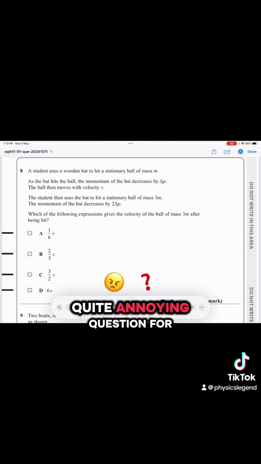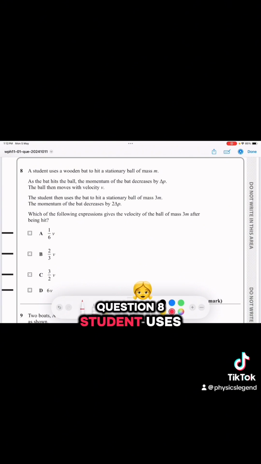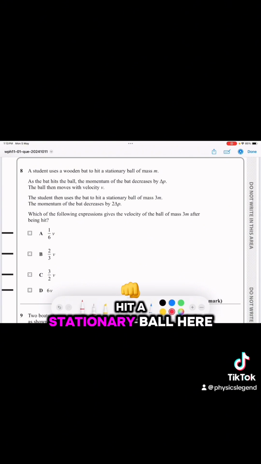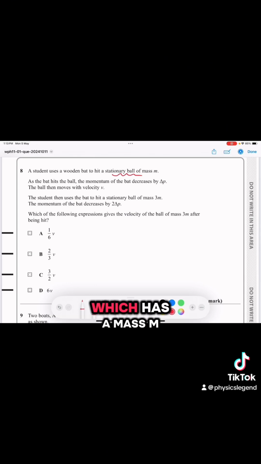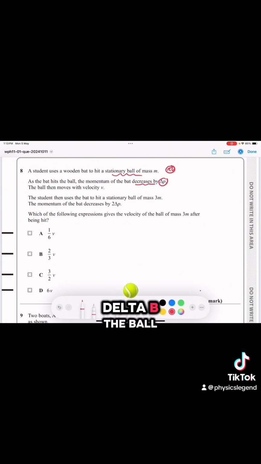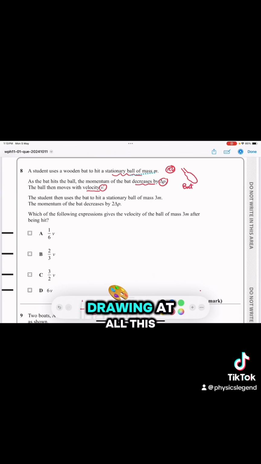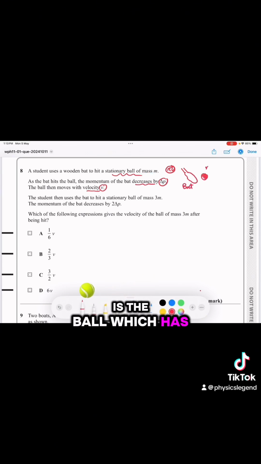Quite an annoying question for some students. Question 8. A student uses a wooden bat to hit a stationary ball, which has a mass m. As the bat hits the ball, the momentum of the bat decreases by delta p. The ball then moves with a velocity v. Okay, let me draw the diagram, make it simple. This is the bat. Okay, I'm not good at drawing at all. This is the ball, which has the mass here.